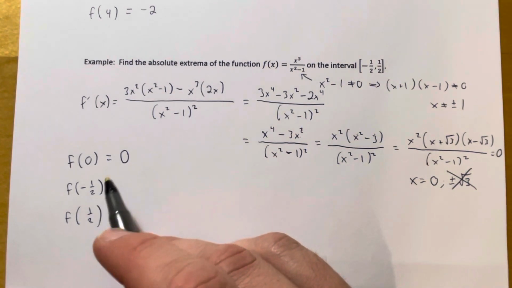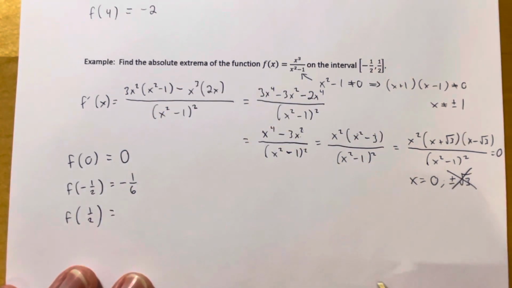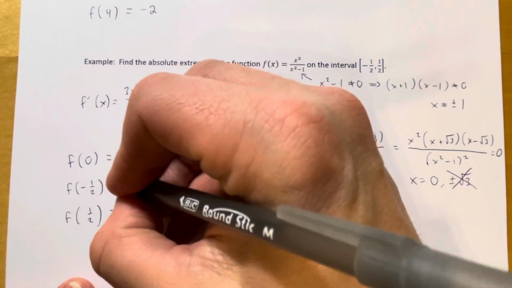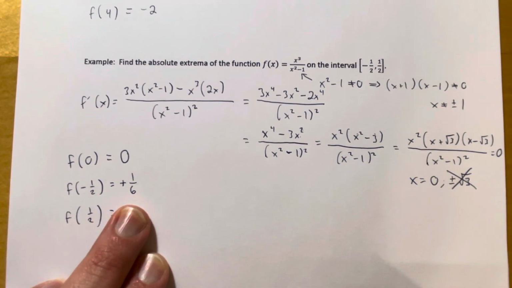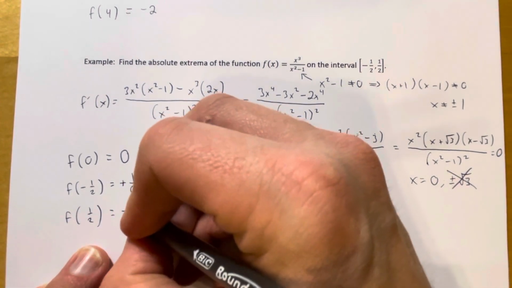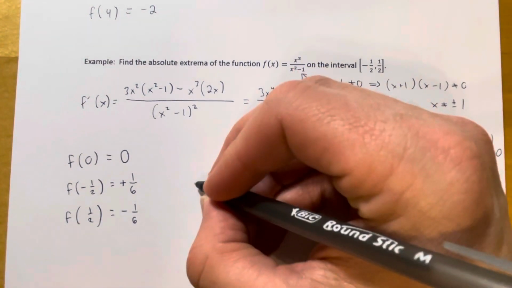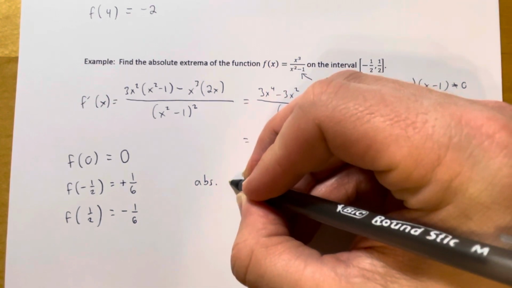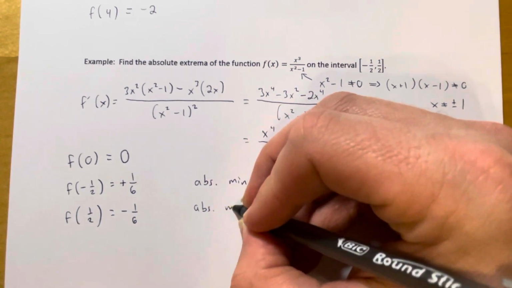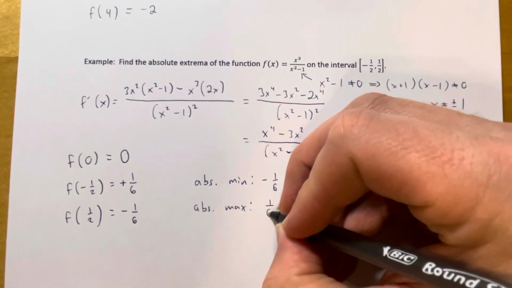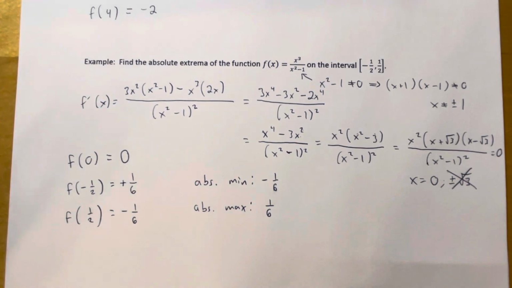If I plug negative 1/2 in, it's some fairly simple arithmetic, but for the sake of not spending a bunch of time on arithmetic, I'm just going to give you the answer. Oh, sorry, this one comes out positive. If you plug in negative 1/2, you get a positive 1/6 out. If you plug in a positive 1/2, you get a negative 1/6 out. So of these, the negative 1/6 is the smallest, and then positive 1/6 is the largest. That tells me that my absolute minimum is negative 1/6, and my absolute maximum is positive 1/6. Okay? We just have one more page to these notes, but I'm going to do that in part 2.